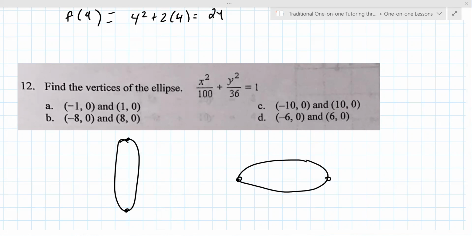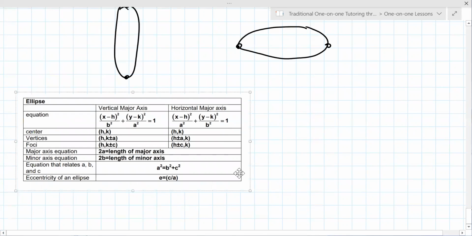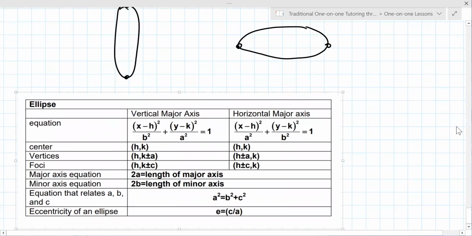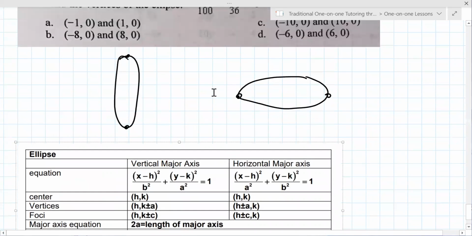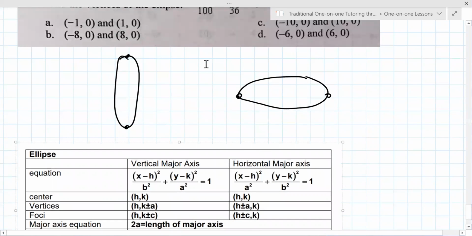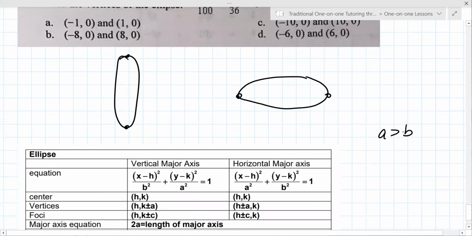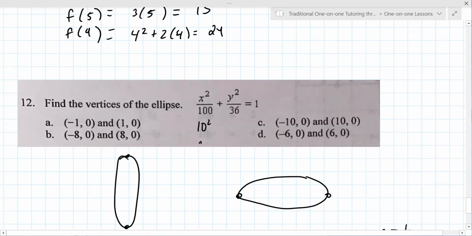But we're looking at these ellipse stuff again. So the vertices depend on whether it's horizontal or vertical. So the way you know is you look at the numbers under x and y. A is bigger than B. So whichever one is bigger is A. So this is 10 squared, so that's A, 6 squared is B.